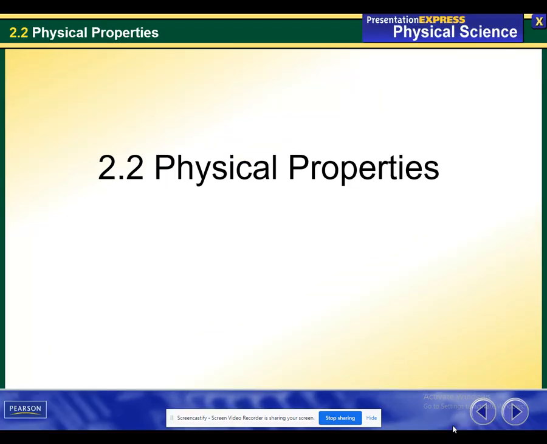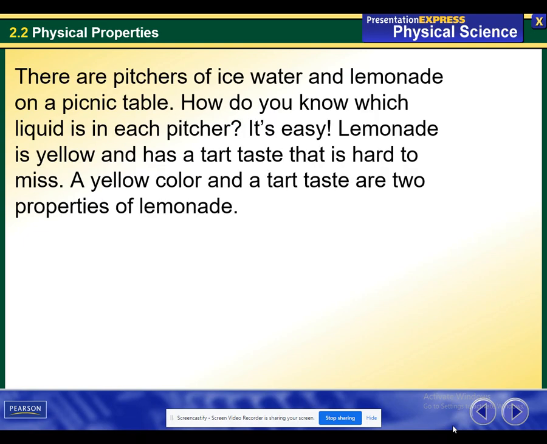Hello class, today we're going to cover section 2 of chapter 2, and it's going to be all about physical properties. Now, just like the previous chapter section where I split it into part 1 and part 2, we'll be doing the same thing with this section. So let's cover part 1 today.